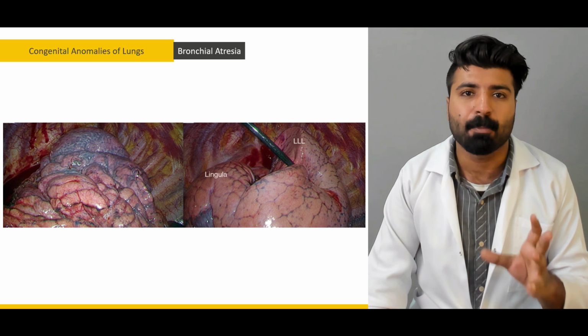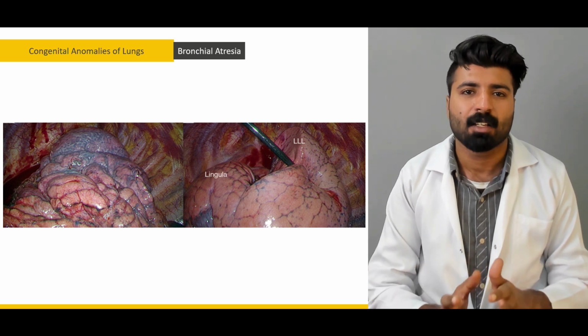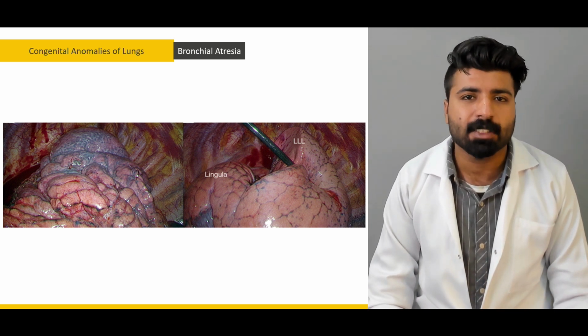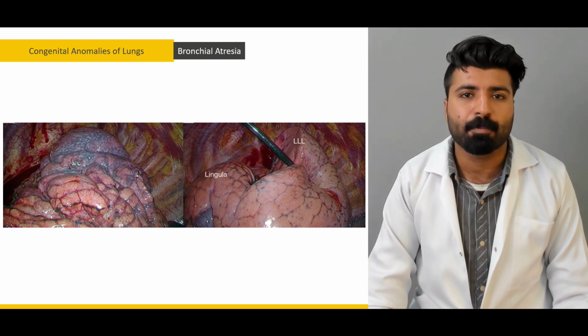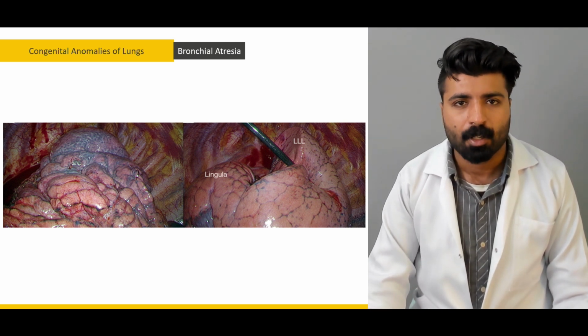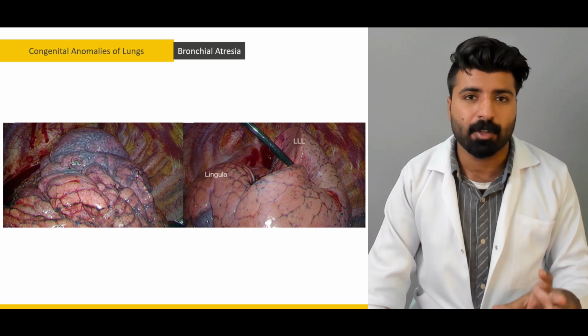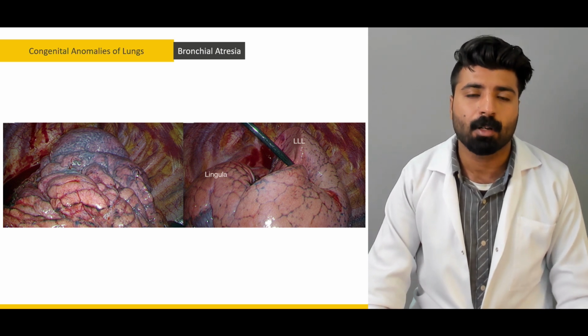So this might be bronchial atresia. This place has undergone atresia. This whole part of the bronchus has undergone atresia. So this is how you differentiate it from other normal lung parenchyma.